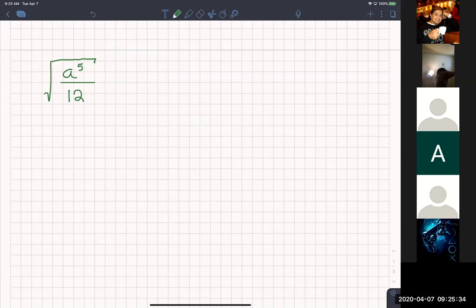All right, now let's look at fractions. So remember, with these, we separate the numerator and we separate the denominator. Okay, and we do the same thing.